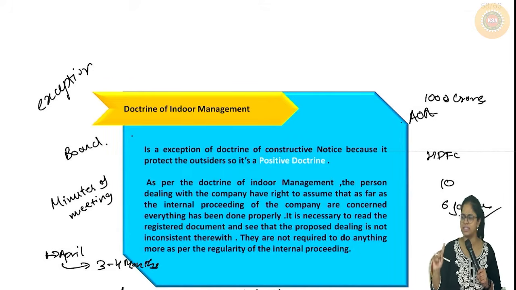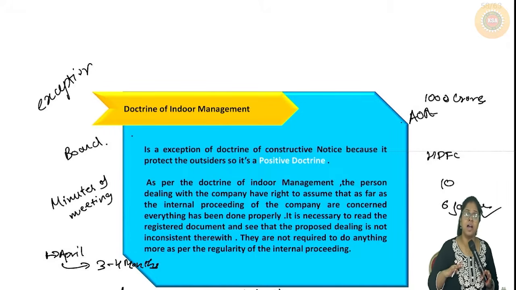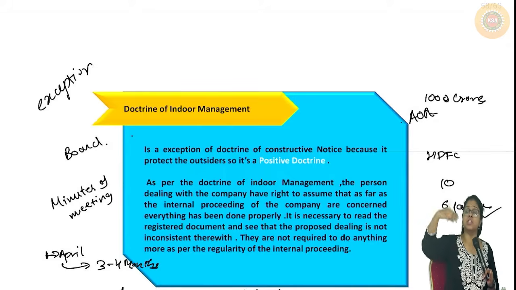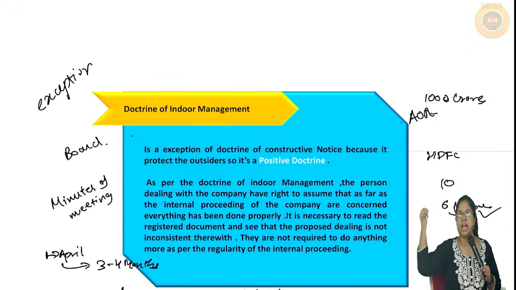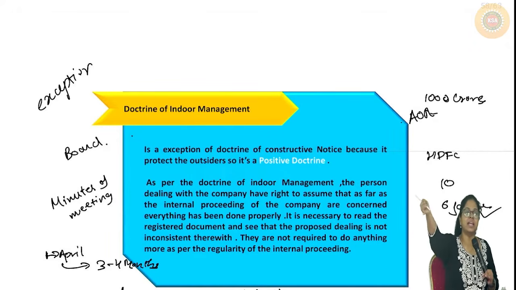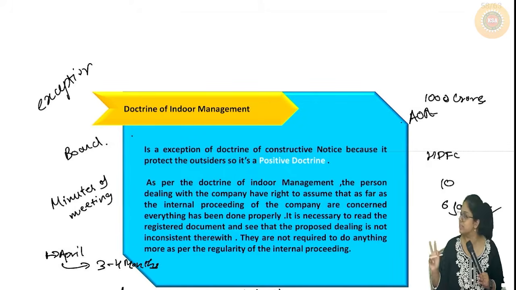Are you able to understand and appreciate the difference between indoor management and constructive notice? Constructive notice is for protecting the company. Indoor management is to protect the outsiders, because outsiders enter into many different contracts, with the bank, with the vendor. They cannot sit in the board meeting and check whether all of this was approved. They can see that the MOA says this can be done. So we will assume you would have done as per the required procedures. Are you able to understand this difference?